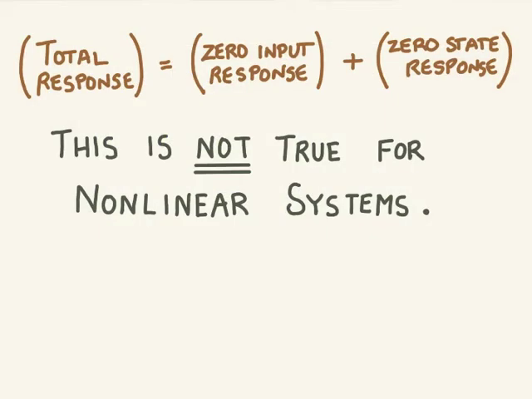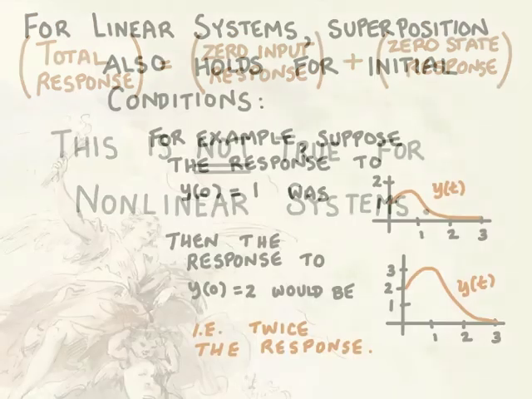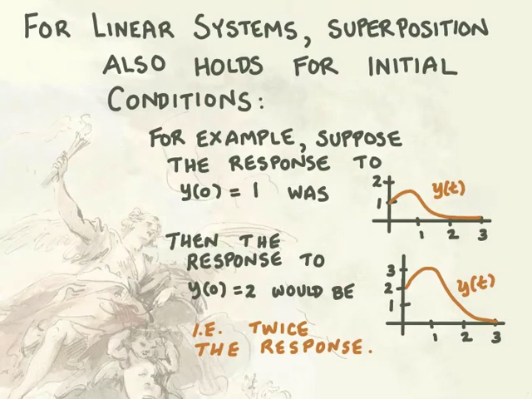The sum of the zero input response and the zero state response is the total response of the system. It's the output in response to both initial conditions and the input. Should note that this property does not hold for nonlinear systems. For linear systems, the property of superposition also holds for the response due to initial conditions. Let me illustrate this with two examples.